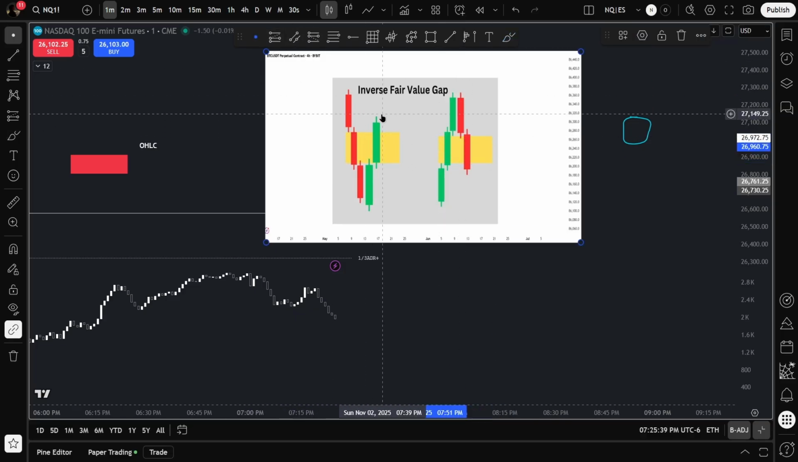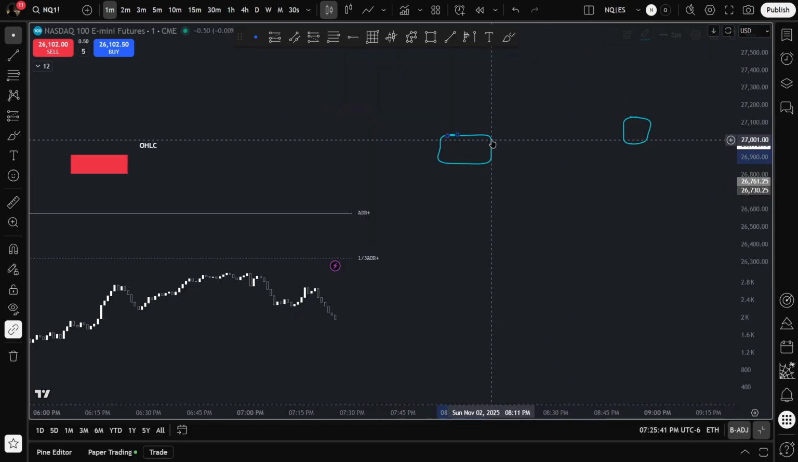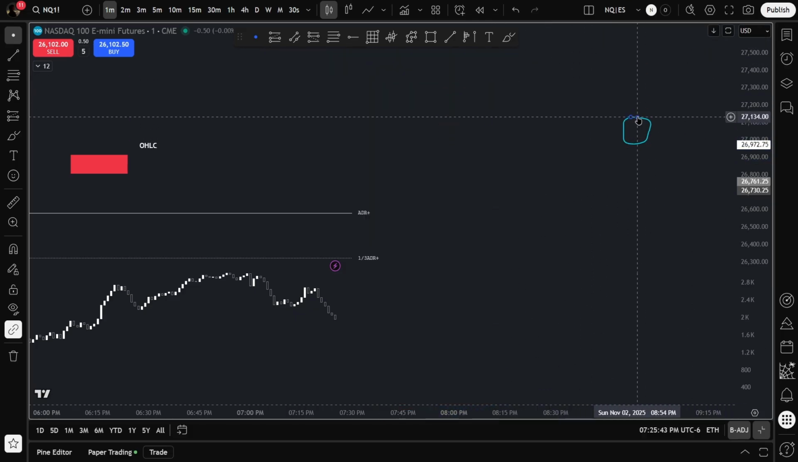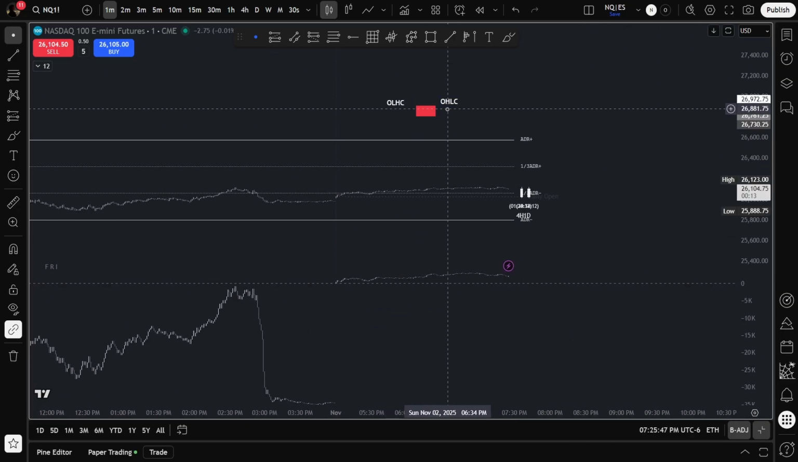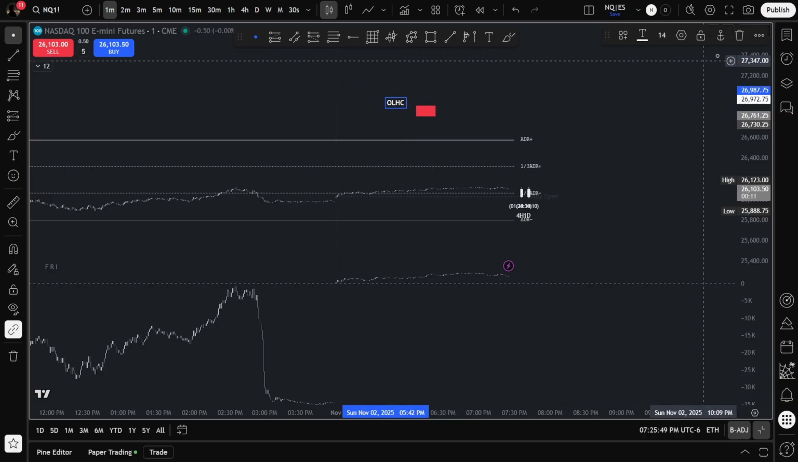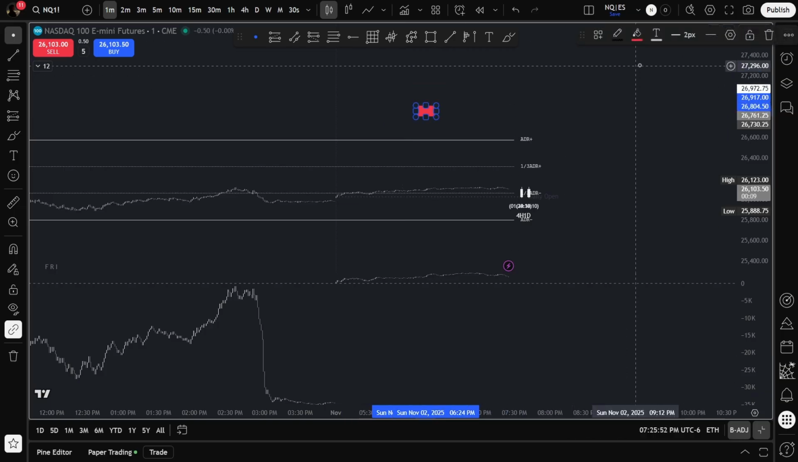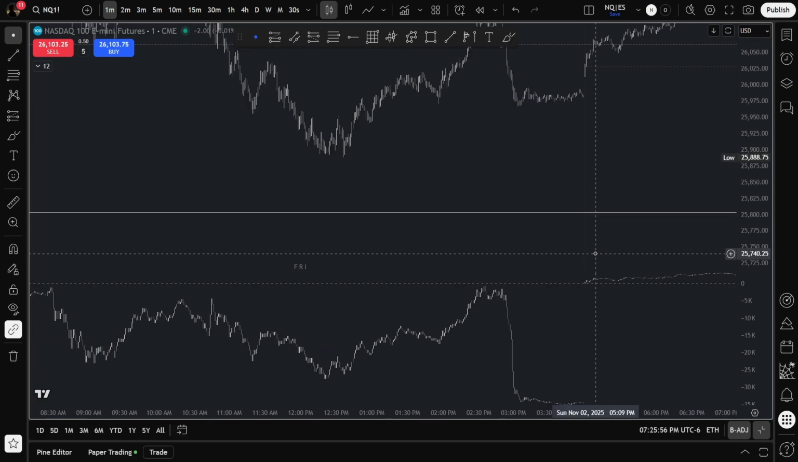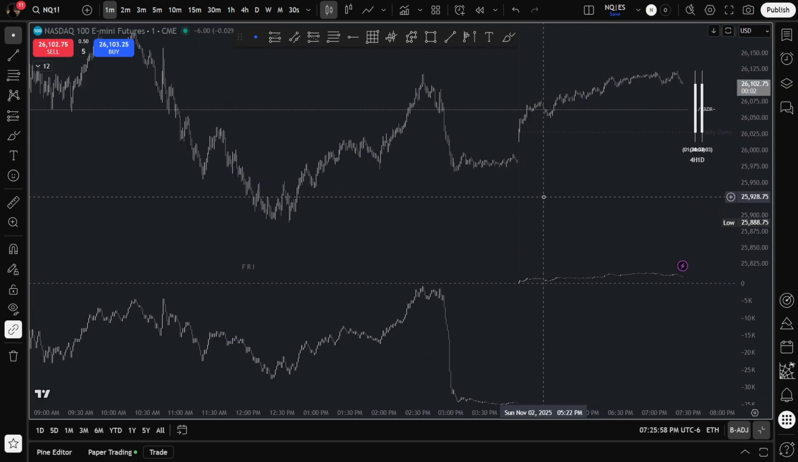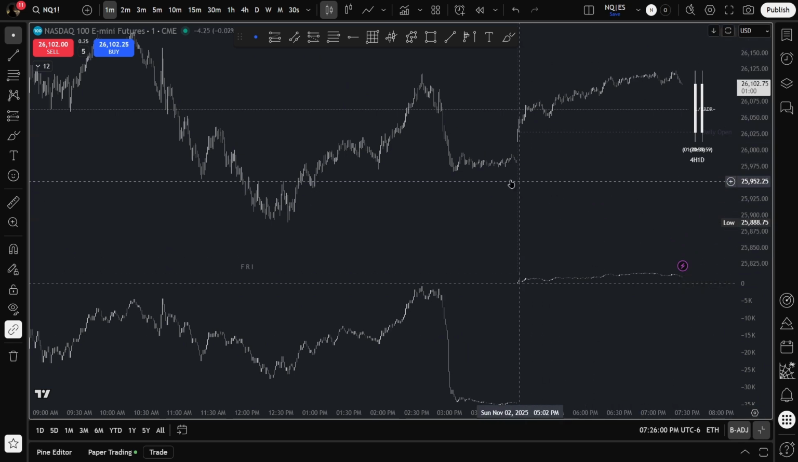I know I'm kind of speeding past this and tripping over my words just a little bit, but I hope I explained it good enough for you to understand open, high, low, close, power 3, AMD, and fair value gaps and inverse fair value gaps. So now I'm gonna show you a good example of power of 3.